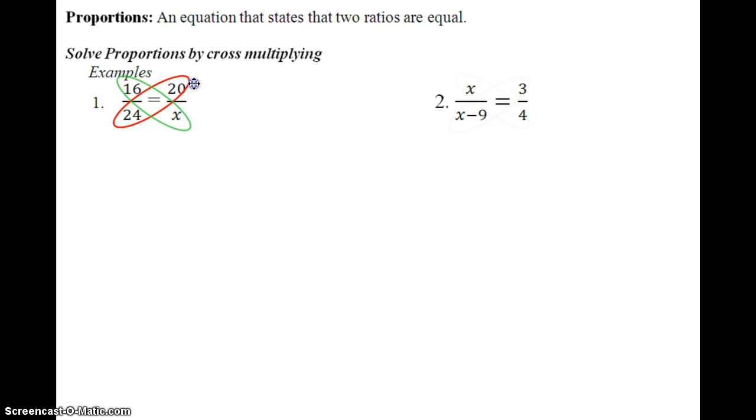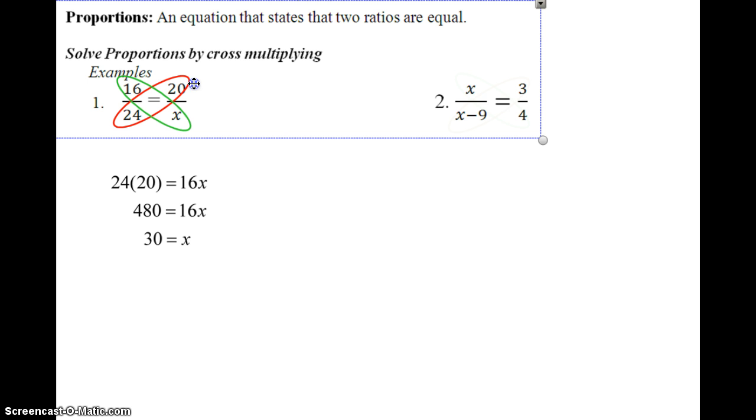Okay, so here we have 24 times 20 being equal to 16 times x. That would be 480 is equal to 16x. And when we divide by 16, we get x is 30. Please make sure you pause this video as you go through in order to write down all the notes.